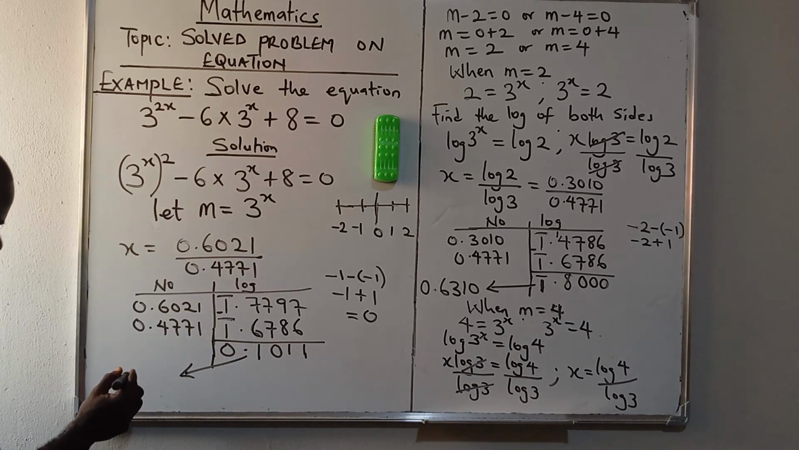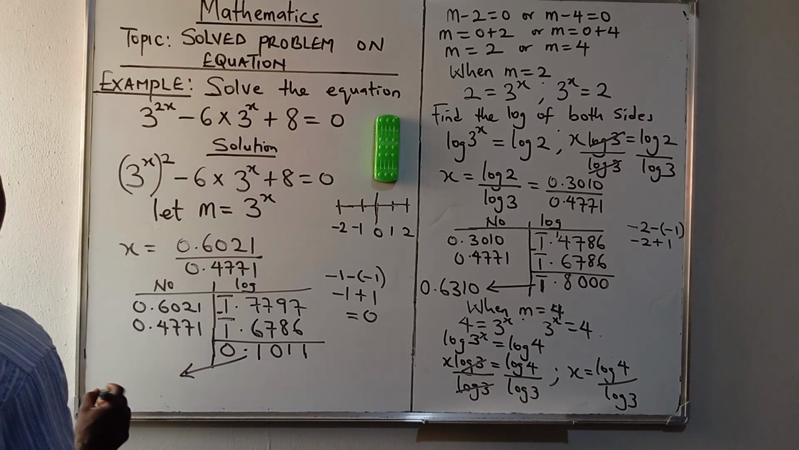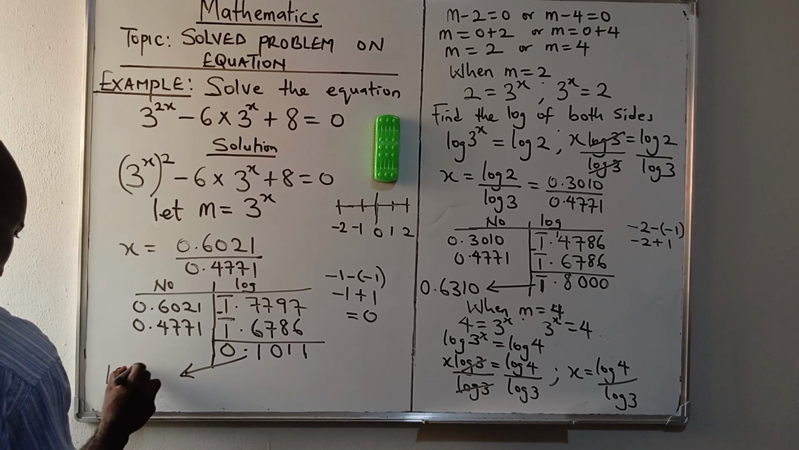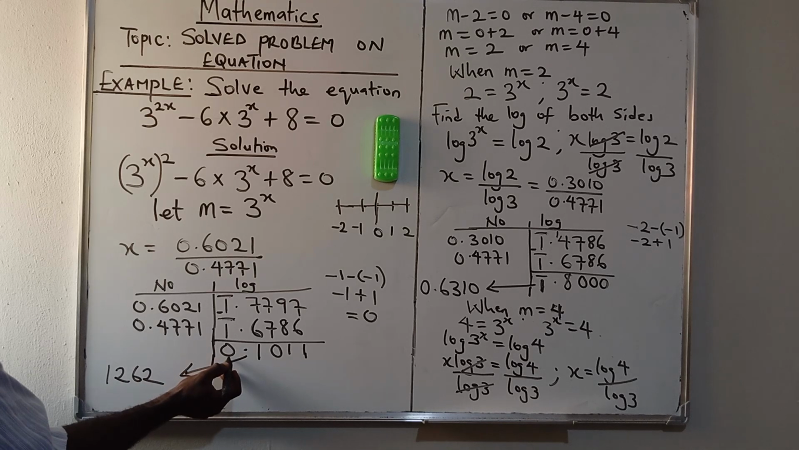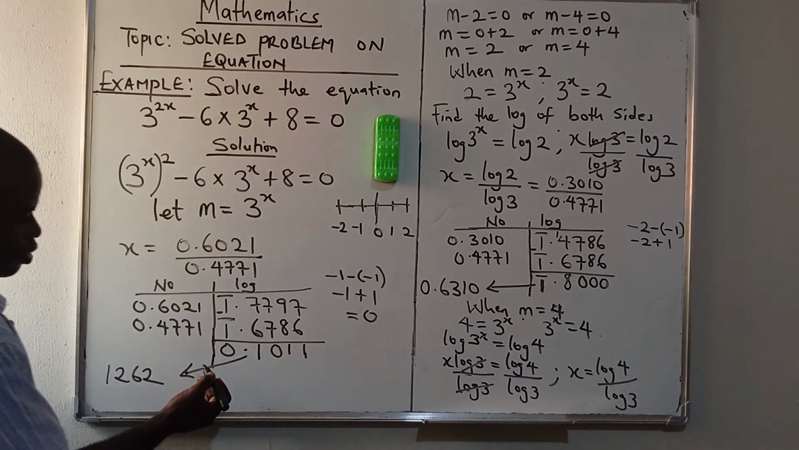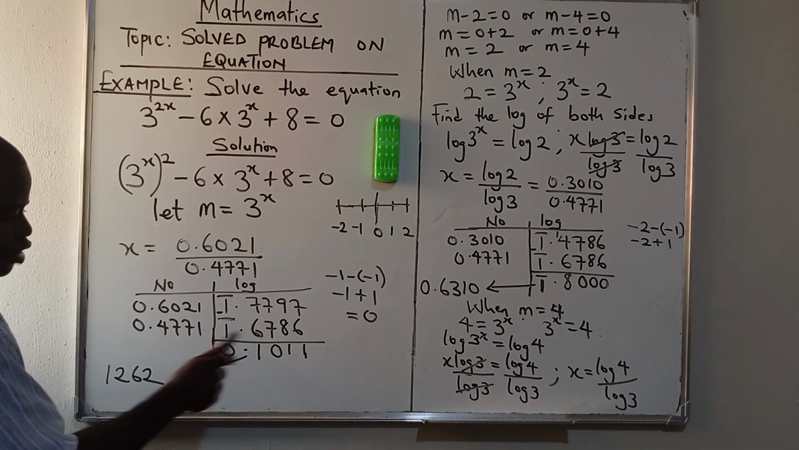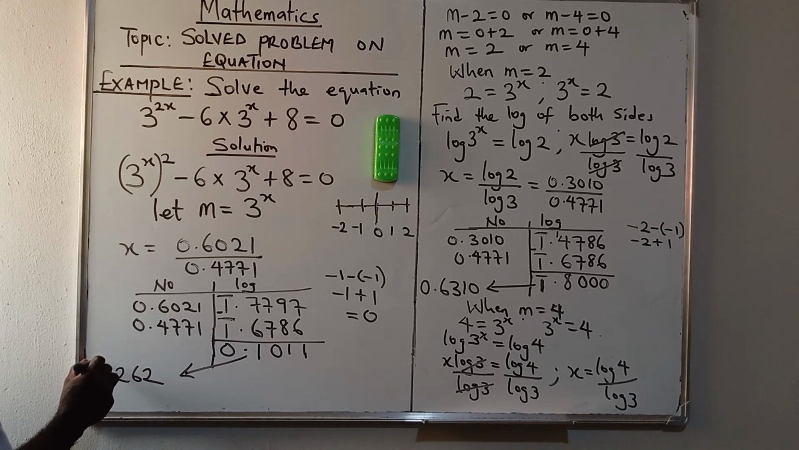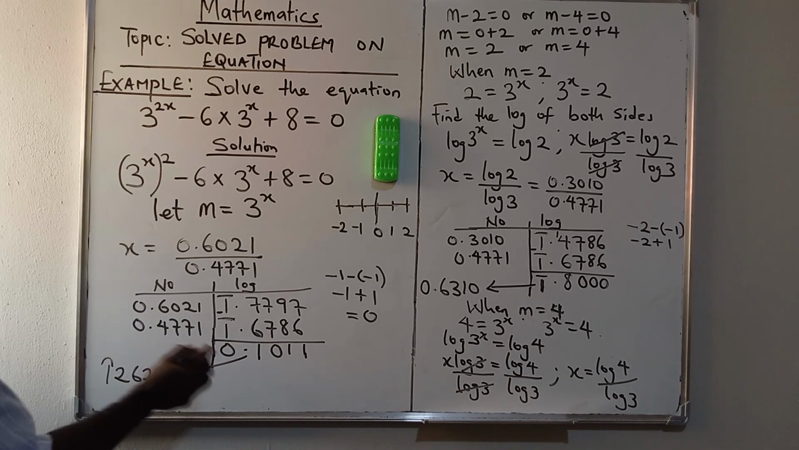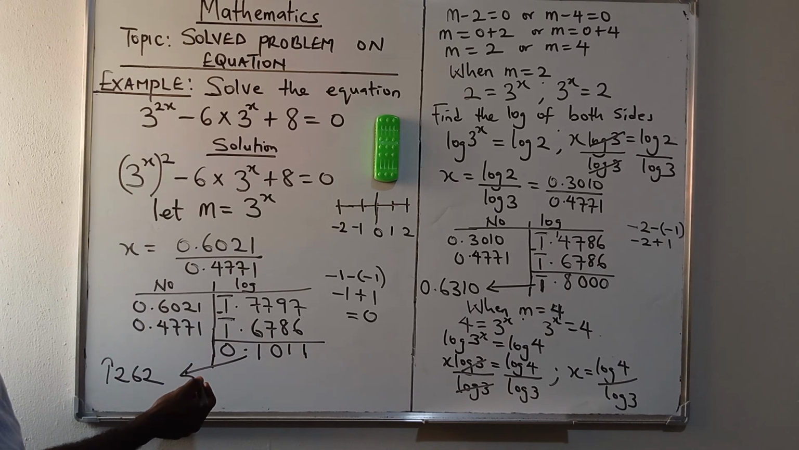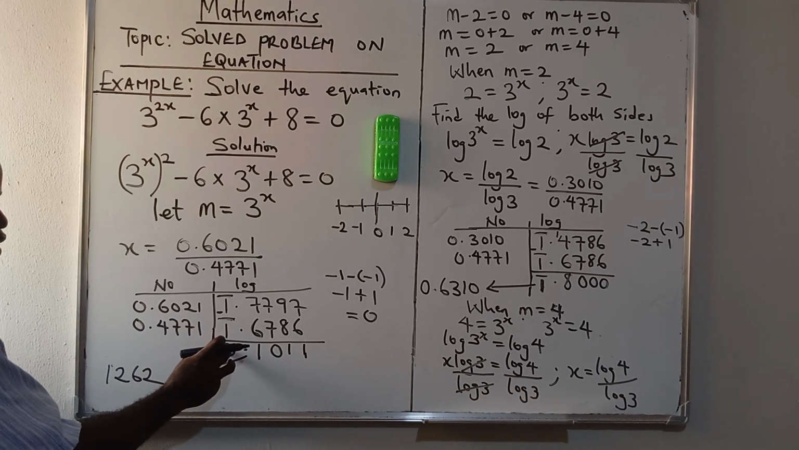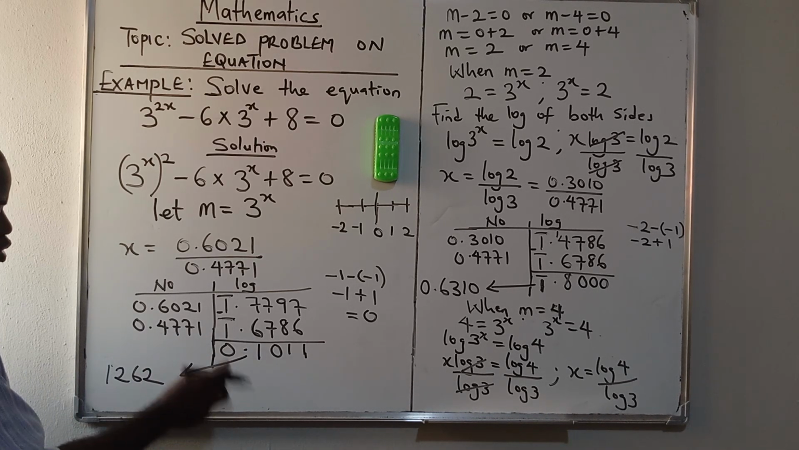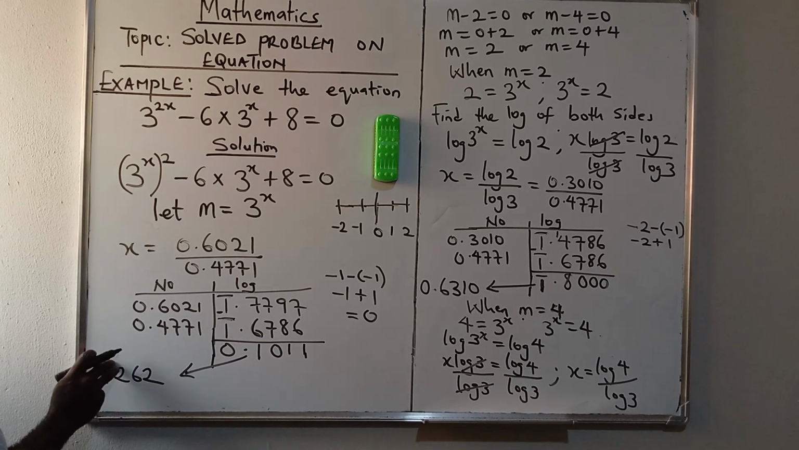10 under 1, difference of 1, and you have 1262. Now since you have 0 here and not a negative value, you add 1 to 0. 0 plus 1 gives you 1, you just shift once. When you have a whole number that is not negative, you add 1 to whatever you have as your characteristic. 0 plus 1 gives you 1, shift once, you add your decimal at this point.